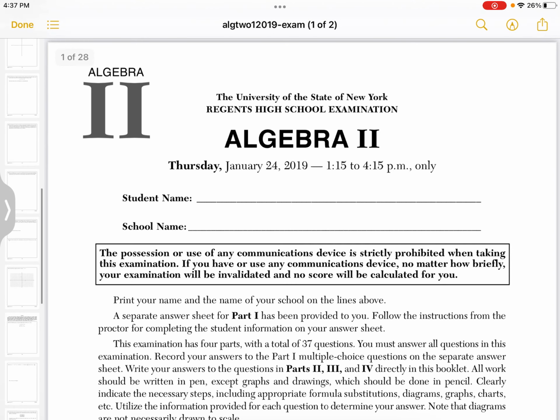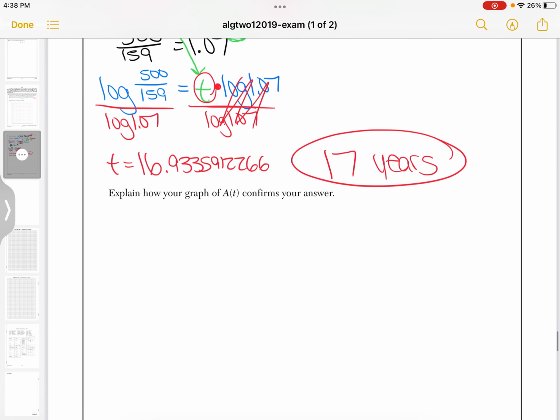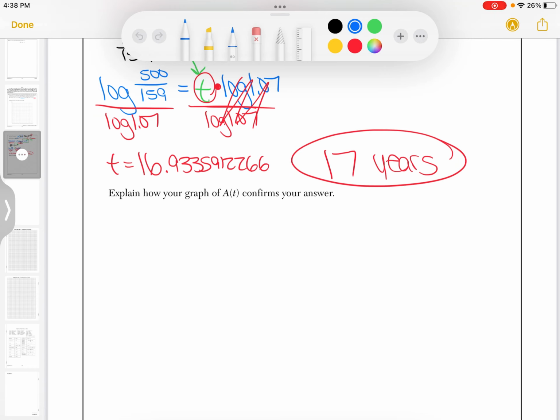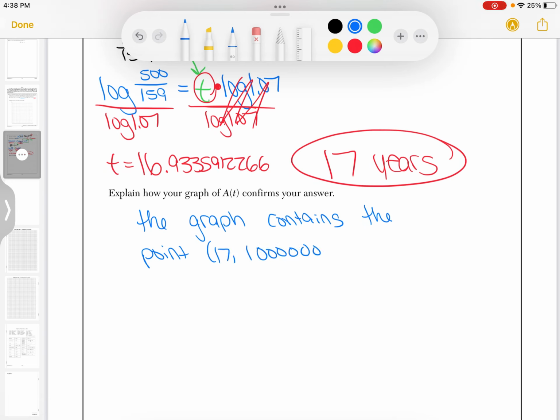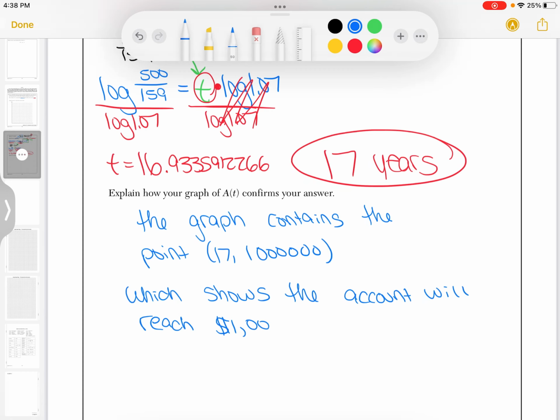So that's what I need to explain on my exam for that last part. So explain how your graph of A of t confirms your answer. I'm going to say specifically the graph contains the point (17, 1 million), which shows the account will reach $1 million after 17 years.